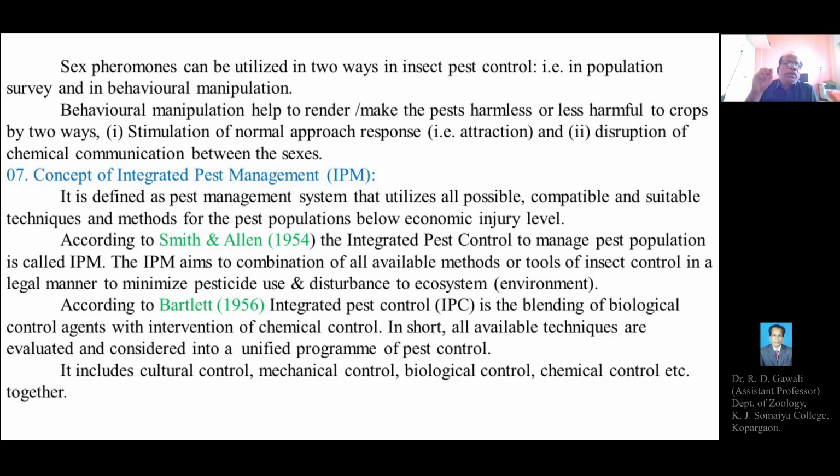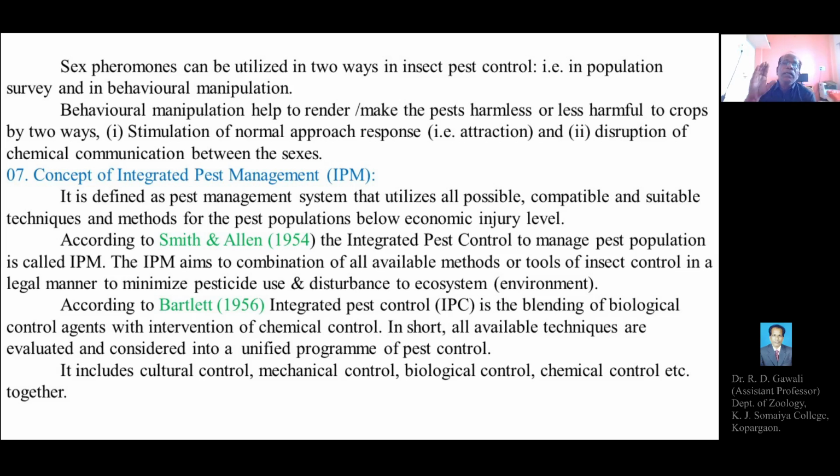In short, integrated pest management or integrated pest control includes cultural control, mechanical control, biological control, and chemical control together. So, at a time, we can use all possible methods of pest control that can be employed so as to manage the pest below the economic injury level.